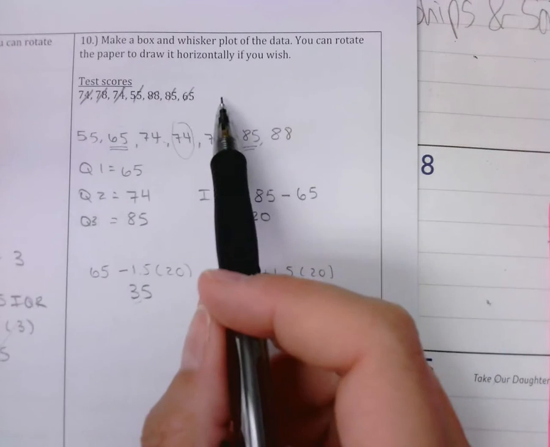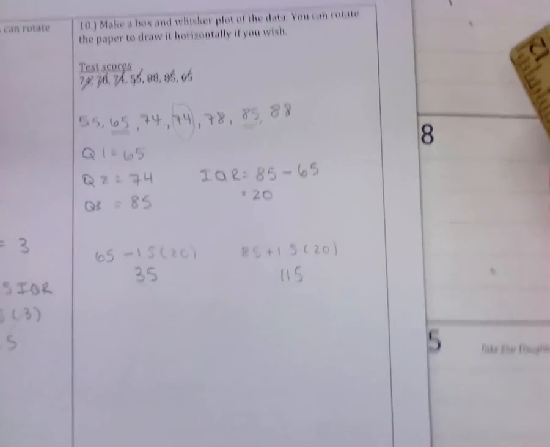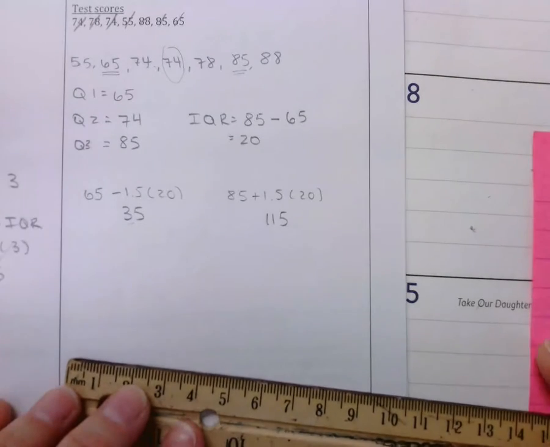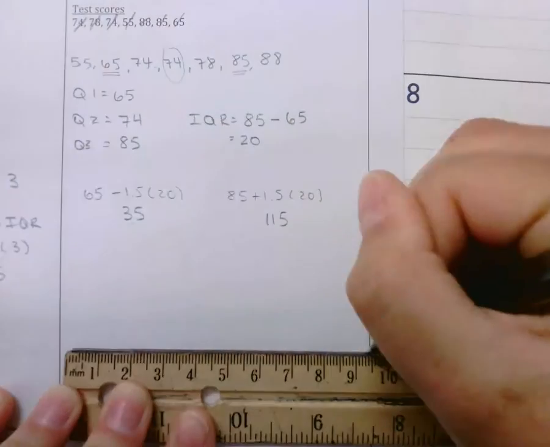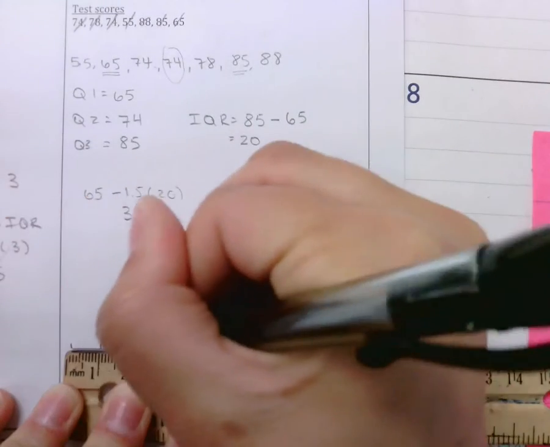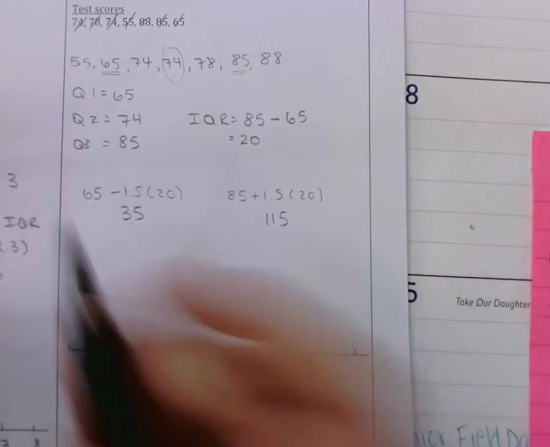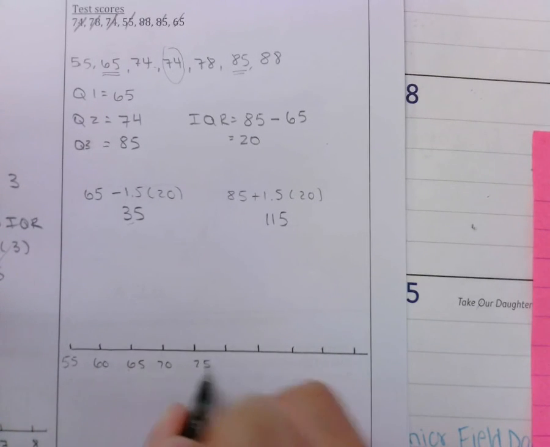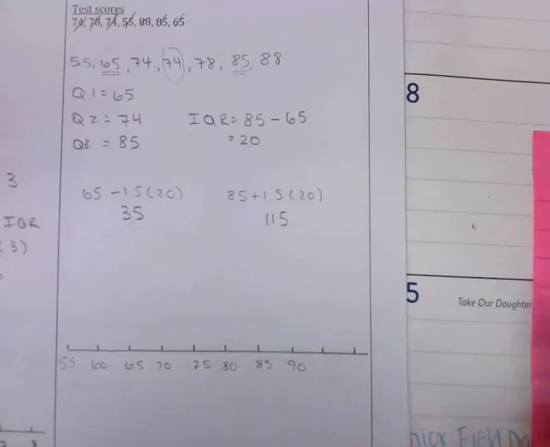Now, if we did have one there, you would just put a little point for any outliers that you have in your box and whisker plot. Since our smallest value is 55, I did it by 5s. Yeah, that's probably the best way to do it. So I'll call this 55, 60, 65, 70, 75, 80, 85, 90, and there's nothing really past that, so I'll stop.